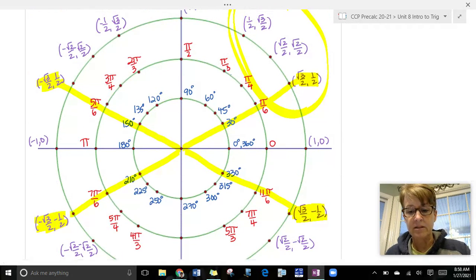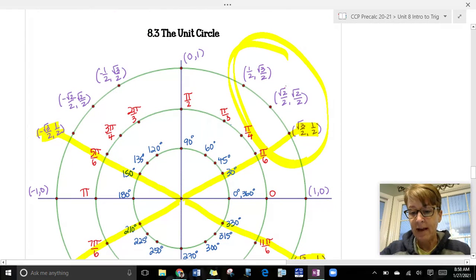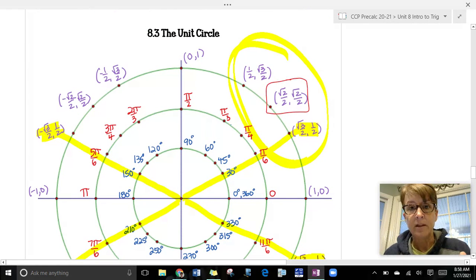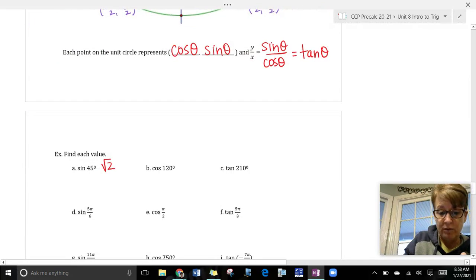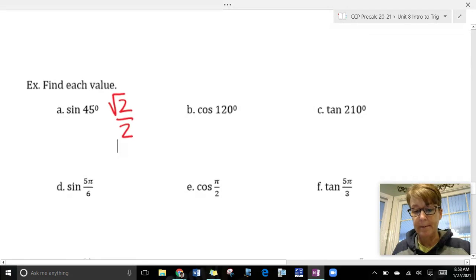I'm going to go back to my circle. 45 degrees is this guy right here. The y value is root 2 over 2. So the sine of 45 is just root 2 over 2. I'll make this bigger so we can see it now.